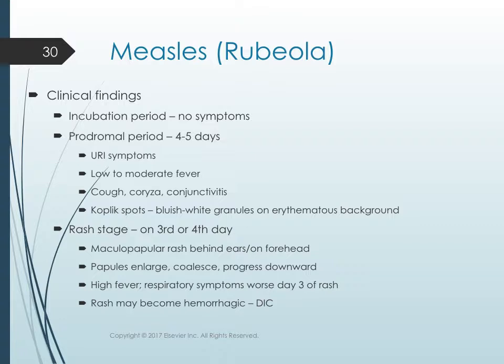Then there's the rash stage on the third or fourth day with development of a maculopapular rash behind the ears, the forehead. Then the papules enlarge, they coalesce and progress downward. They have high fever, they have respiratory symptoms, really irritable, really sick. They don't want to eat. They're at risk for dehydration. The rash can become hemorrhagic and even lead to disseminated intravascular coagulation.